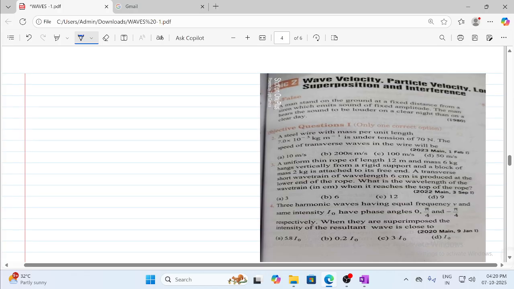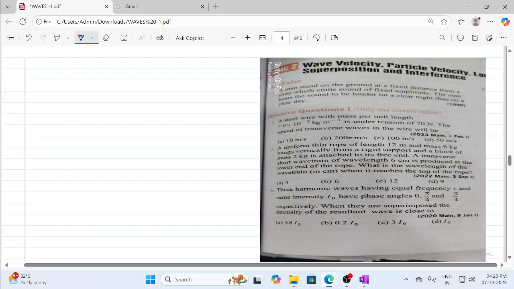Now there are some good questions. Try these ones. Forget this one for now, it is a very old question, so chances are very less they will be asking again. Start from this one, the numerical part.